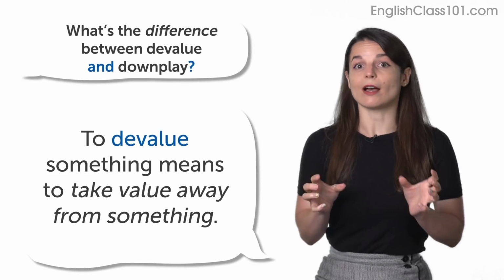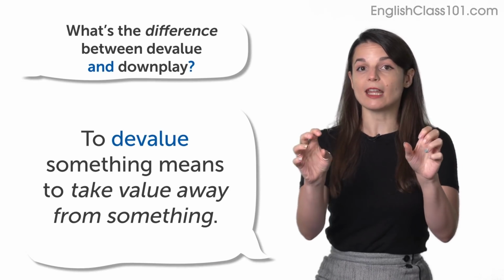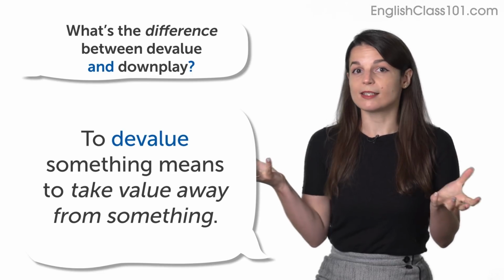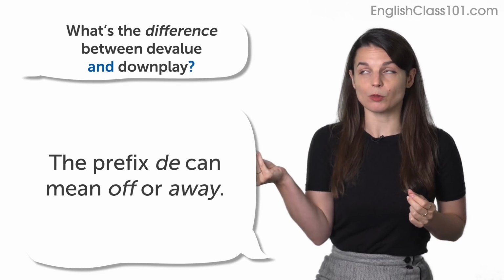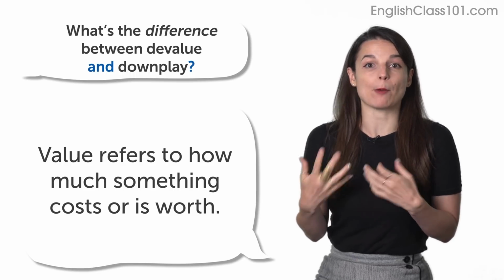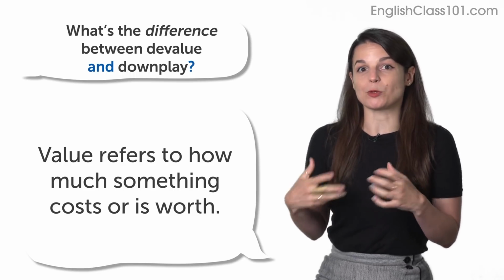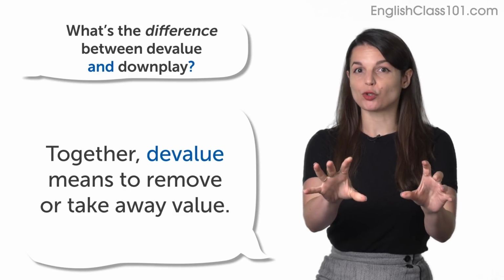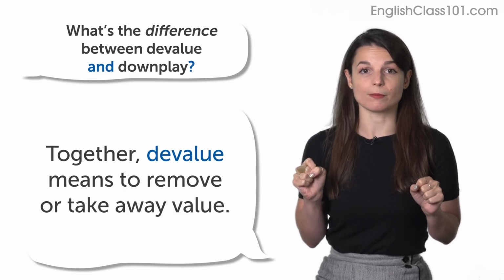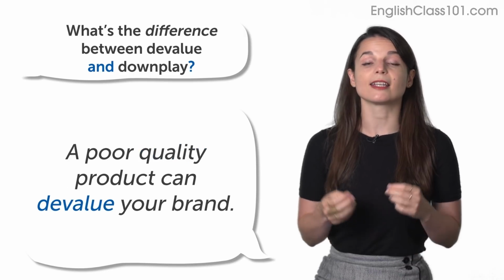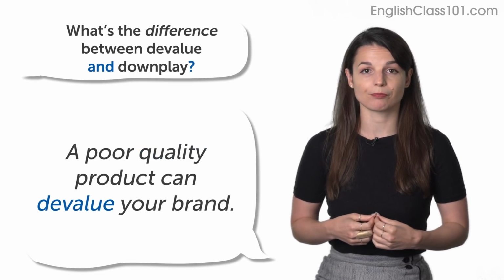So to devalue something means to take value away from something. So devalue consists of that prefix D, which means off or away, and then value, right? Referring to how much something costs or how much we think something is worth. So to devalue something means to remove value from something. Some examples. A poor quality product can devalue your brand.